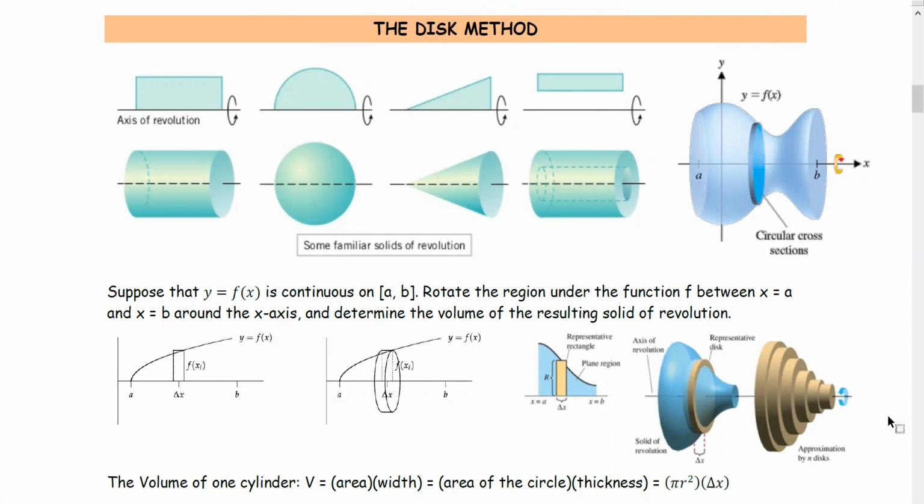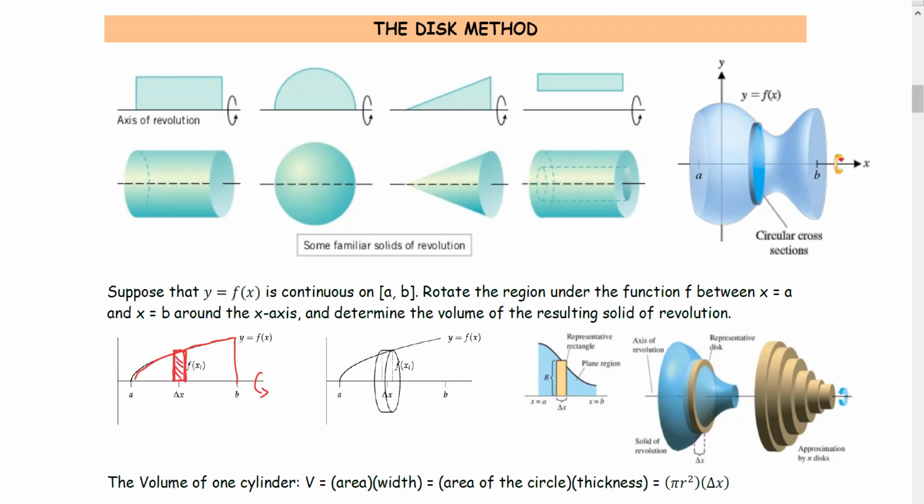The disk method. Suppose y equals f of x is continuous from point A to point B. We rotate the region under the function f between point A and point B about the x-axis and look at the volume of the solid of revolution.